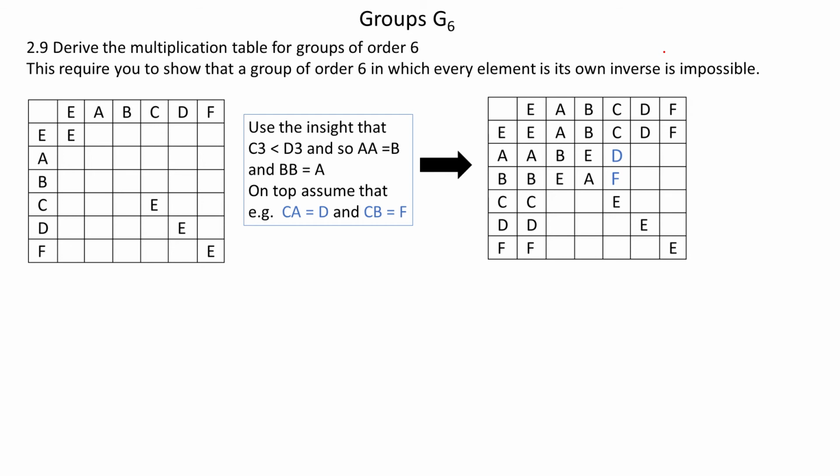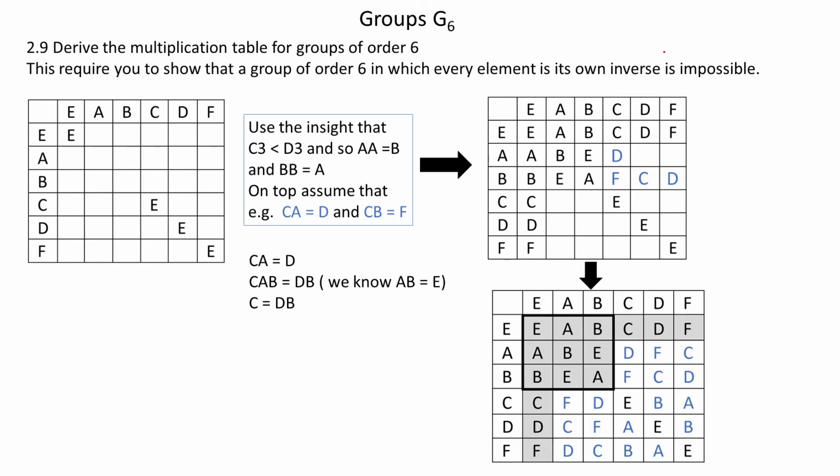You just need to use the known relationships. For instance, let's multiply by B, then we have CAB equals DB, but we know that AB equals E, and so C equals DB. So we must have D here, and so on. I will actually walk you through this step by step in the solution for exercise 2.5, which is in the coming videos. I will post a link below when I finish rendering it.